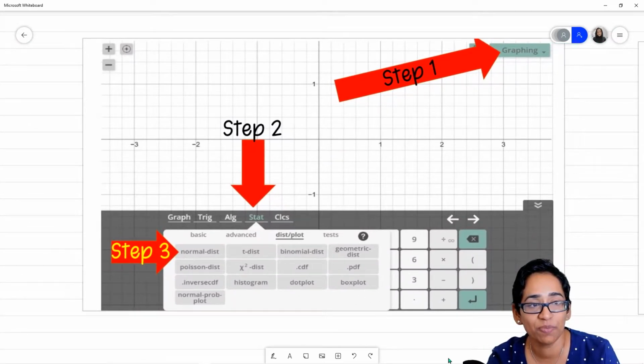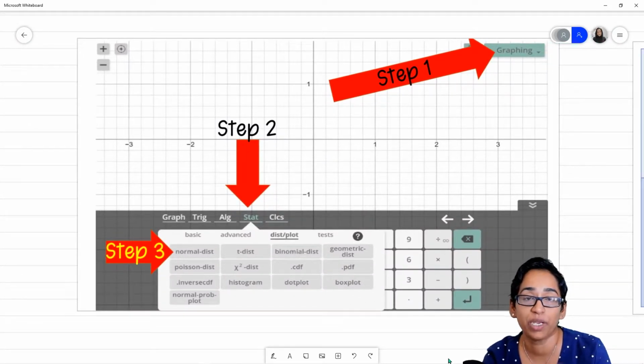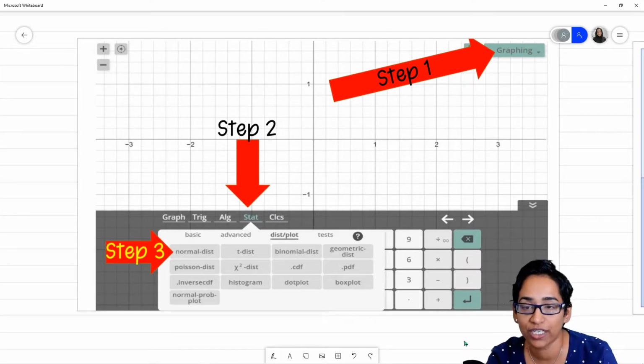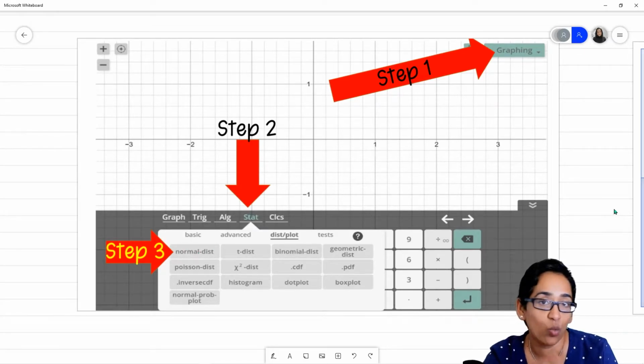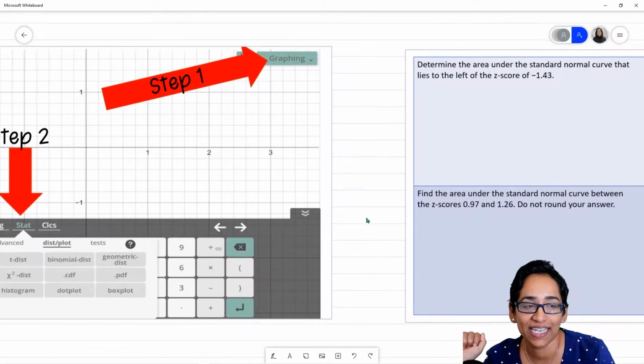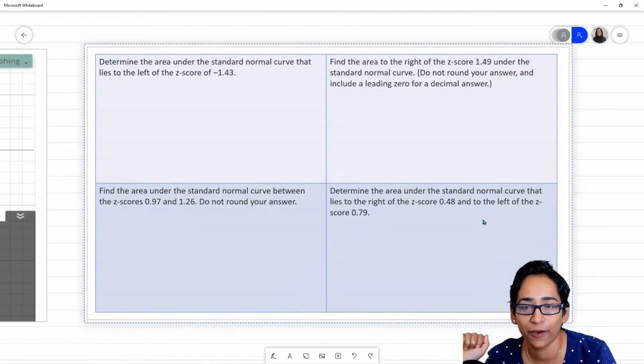So these are the steps. Again, I will be attaching this PDF document under this video so you can see. The first thing you do is you go to your ClassCalc, you click on graphing calculator. Step 2 is you go to stats. Step 3 is you open up your normal distribution. Now, once you know what to do, let's go ahead and take a look at the first problem here.